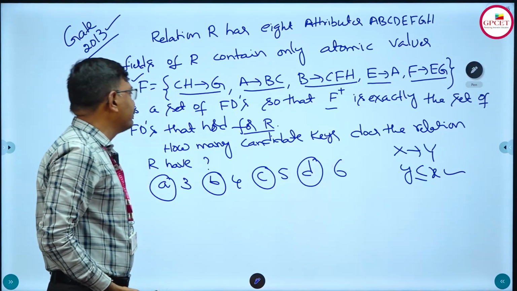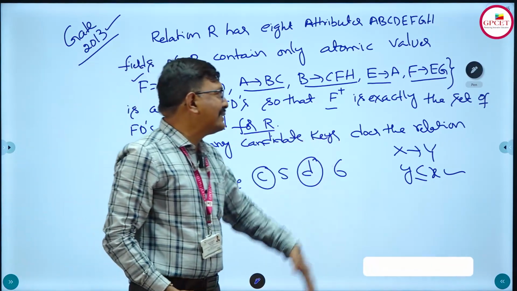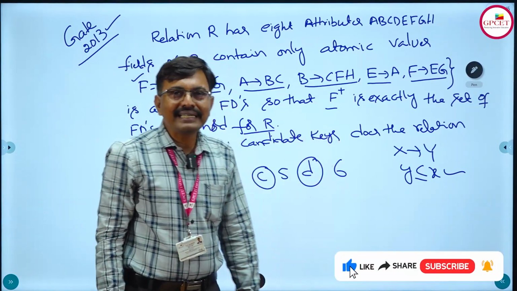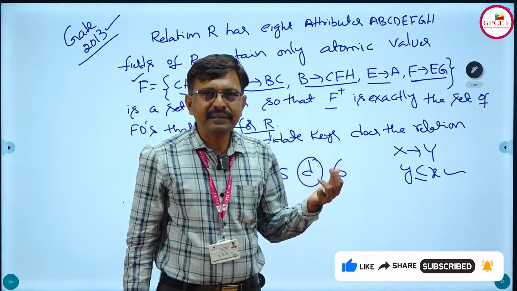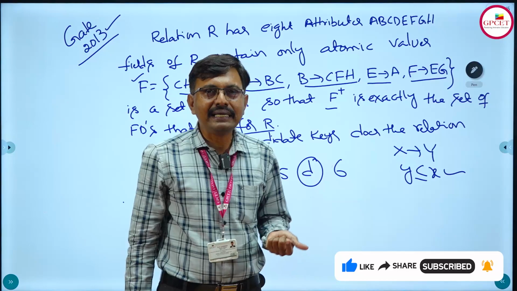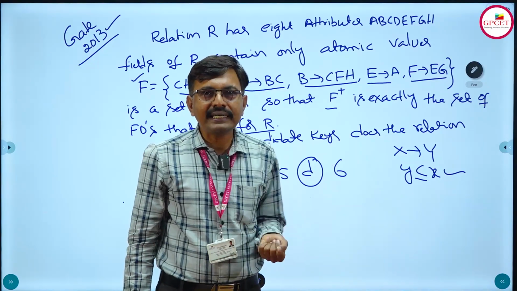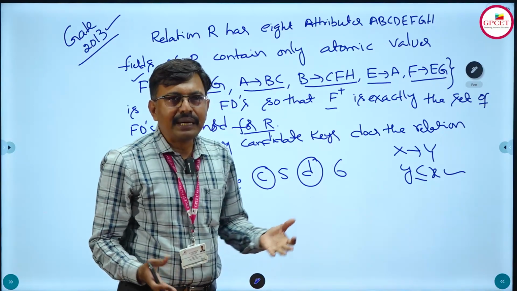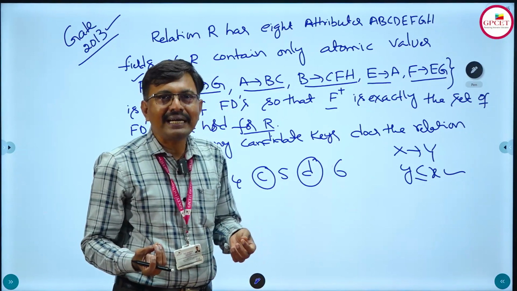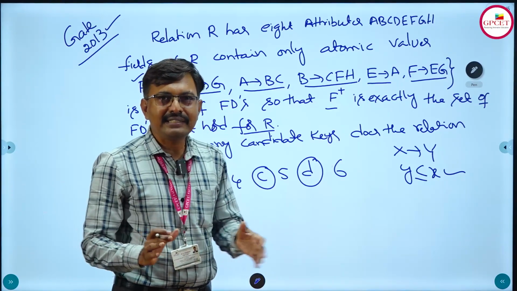R is the relation. How many candidate keys does this relation have? If you are familiar with keys, what are the keys? Super key, primary key, candidate key, foreign key, alternate keys, composite keys. And what is a primary key? A primary key is nothing but something that uniquely identifies the records within the set.